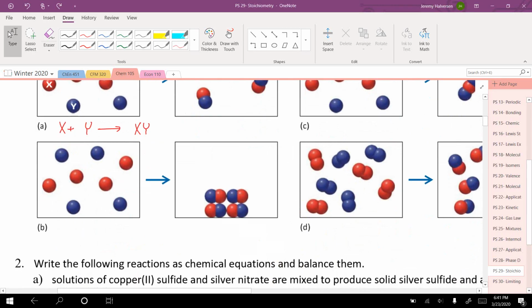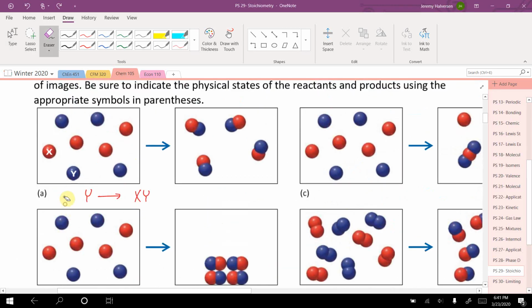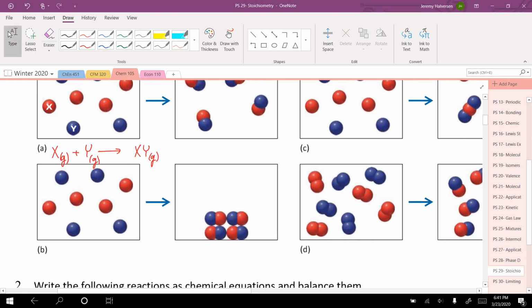All right, here with B. Oh, they wanted phases on here too. So X, I'm going to say this looks like a gas. It can be difficult to distinguish between gas and liquid, so I'm just going to call them all gas. Okay, B here, I've got my X's and my Y's separate, so I know I have X alone and I have Y alone, and those both look like gases to me. And when they combine, I get these molecules, units that are made of an X and a Y, but they're in like a solid phase, and indeed that is balanced already, so I'm done.